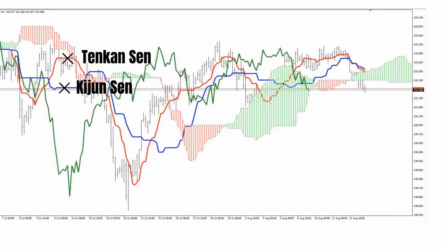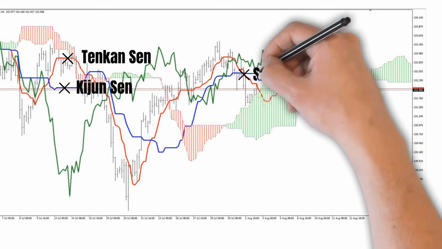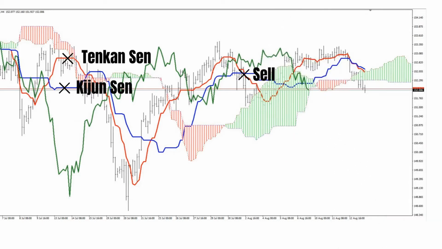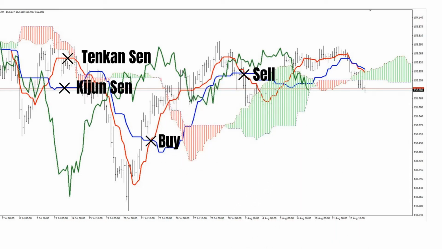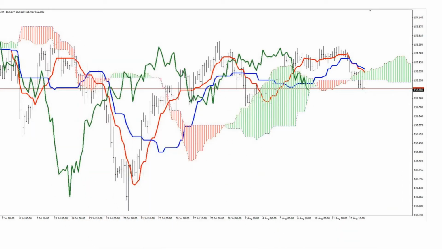The Tenkan-sen is more volatile and indicative of recent sentiment in the market, whilst the Kijun-sen provides more of a baseline. As the Tenkan-sen crosses the Kijun-sen from high to low, it is a sell or a short signal. Conversely, if it crosses from low to high, it is a buy or a long signal. The strength of this signal cannot be confirmed without the use of the cloud.